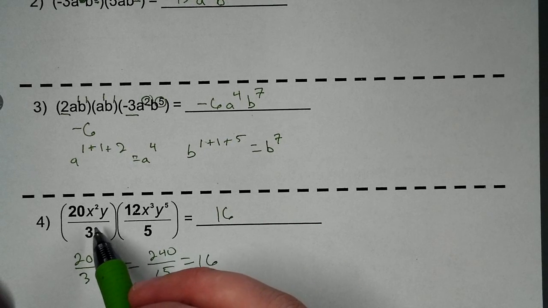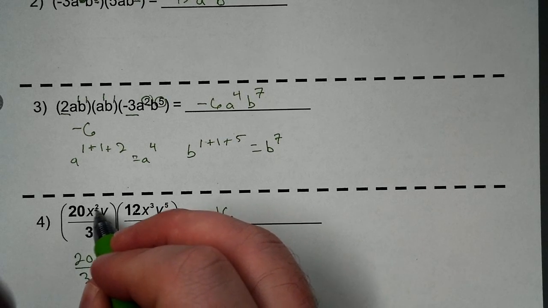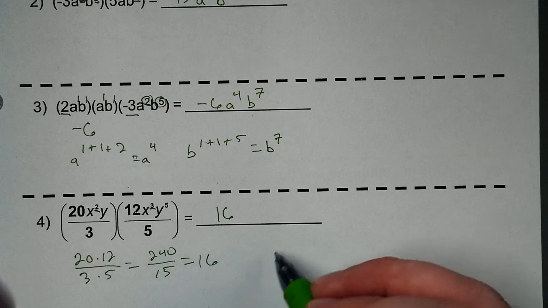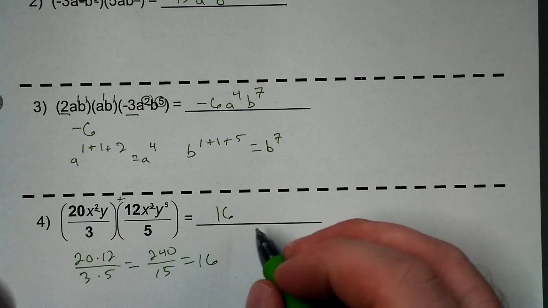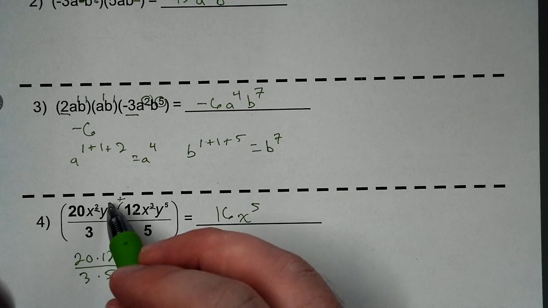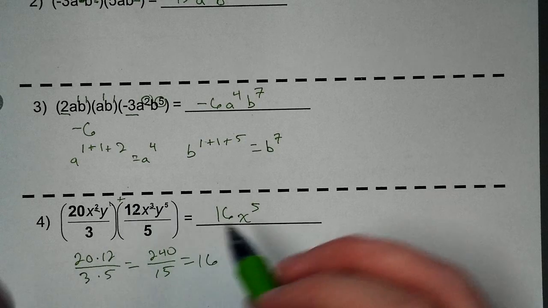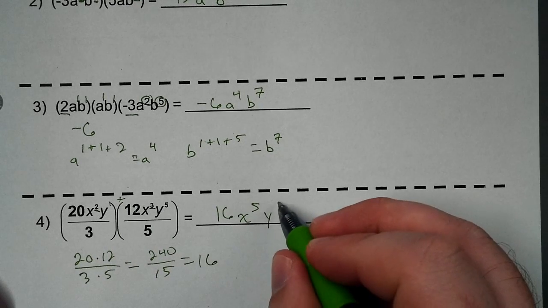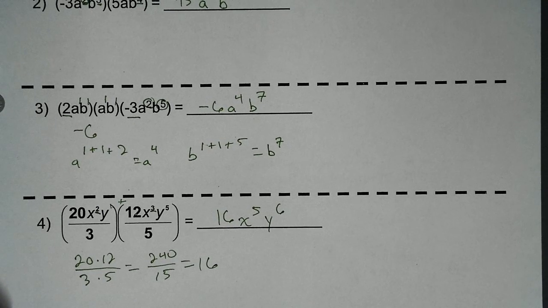Now let's handle the letters. Both of these are on the top. They're positive. So we've got x squared times x to the third. Remember, we're adding. So 2 plus 3 will give us x to the fifth. And then a y to the first times y to the fifth. 1 plus 5 will give us y to the 6th. Remember, product rule, you just add the exponents. I'm going to stop the video here. We're going to continue with the notes on the next video.